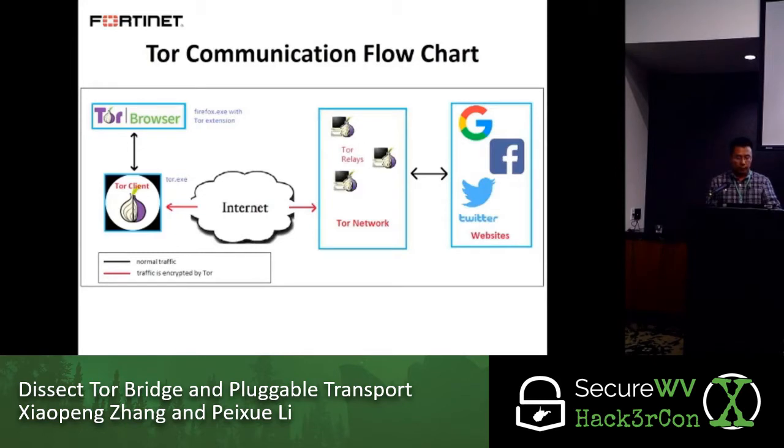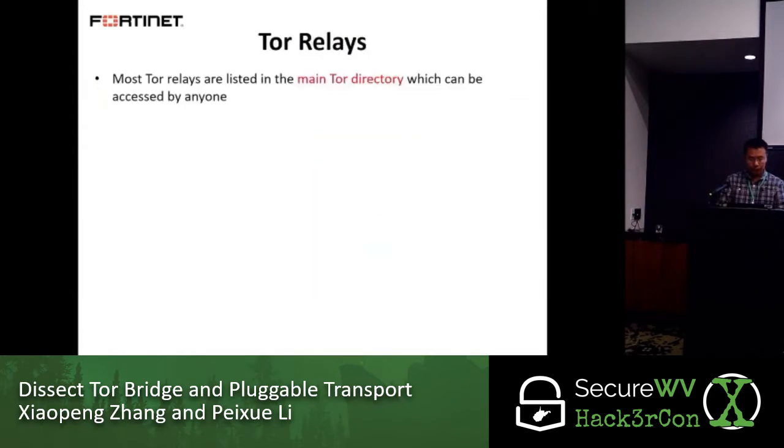But traffic from the Tor client and inside the Tor network, as indicated by the red line, is Tor encrypted. As mentioned, the Tor network comprises thousands of relays. Most of the Tor relays are listed in the main Tor directory, so anyone can access them.